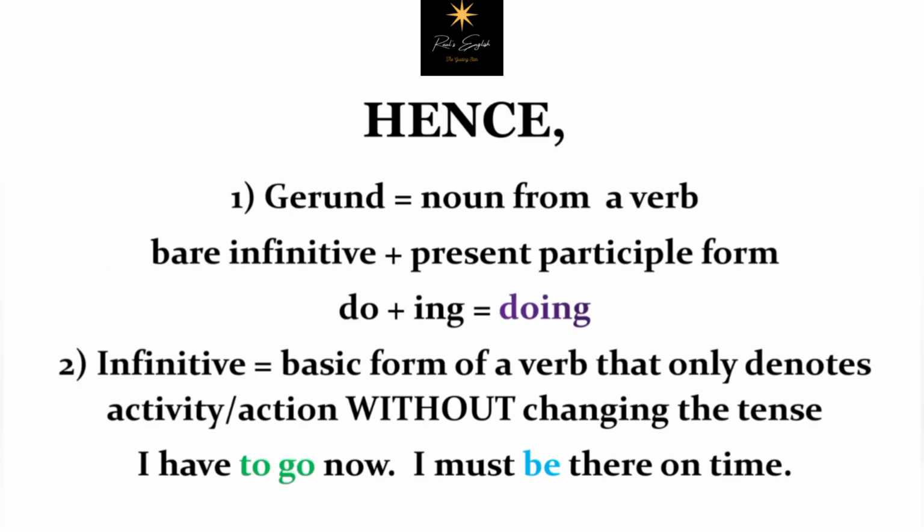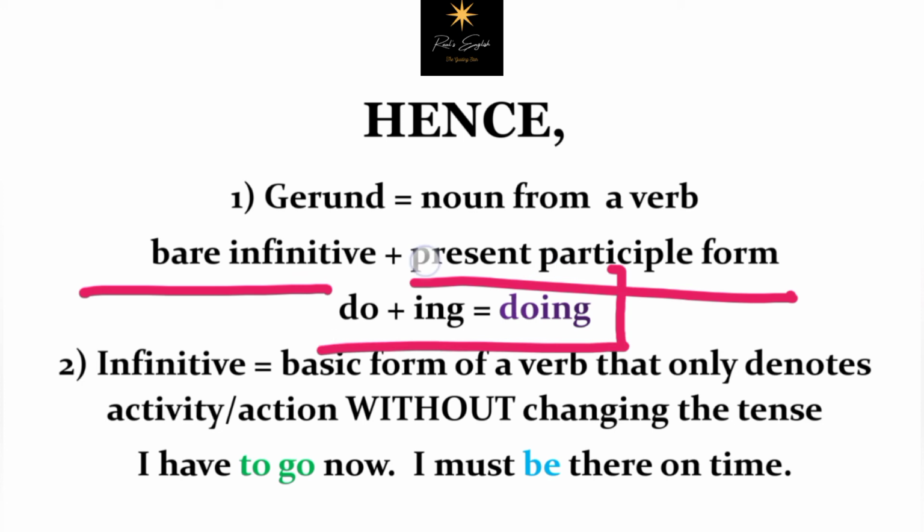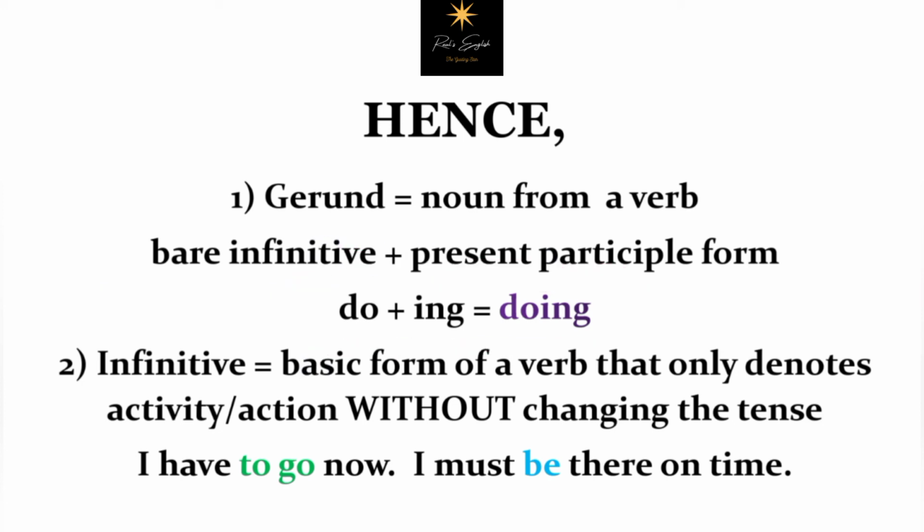Hence, let's summarize. Gerund, noun from a verb. We got it from a verb. How did we get it? We took the bare infinitive, we put the present participle form, and we got doing. Infinitive, basic form of a verb that only denotes activity, action without changing the tense.